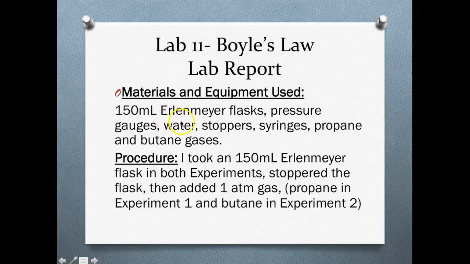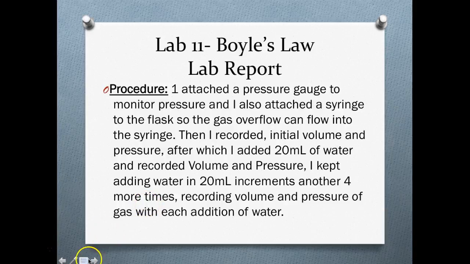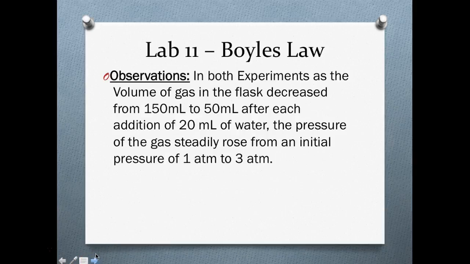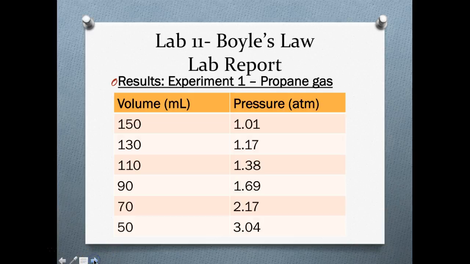Make sure you list all your equipment and write down your procedure. And then after you write down your procedure in detail, write down your observations. And as we mentioned before, as the volume of gas decreased from 150 to 50, the pressure was gradually rising from 1 atmosphere up to 3 atmospheres. And again, this is identical for both gases.